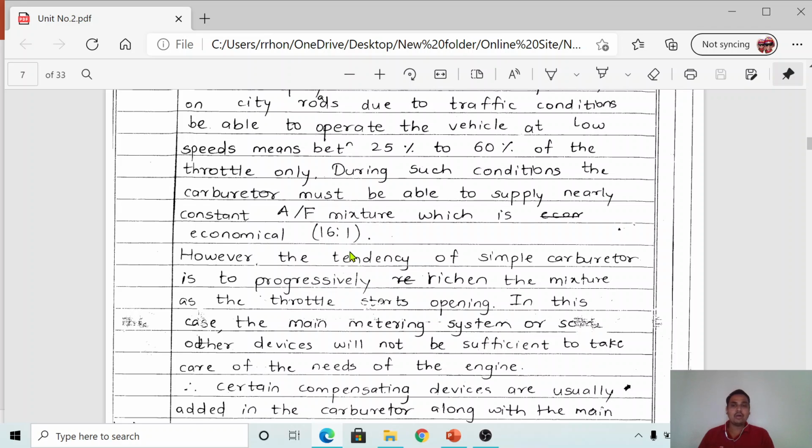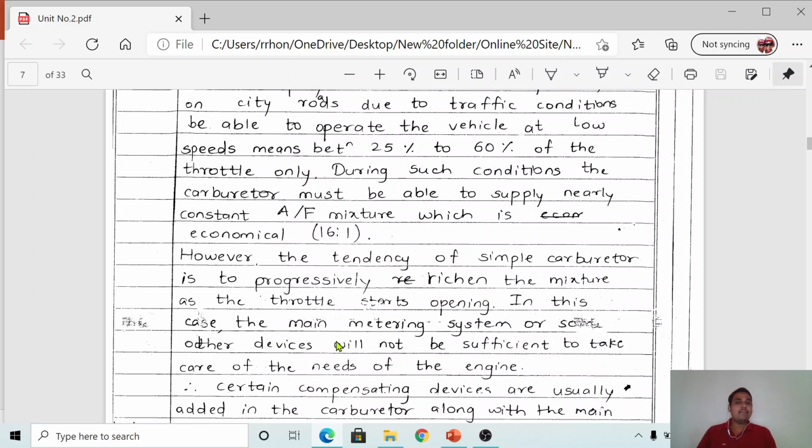Even though it can supply the mixture to the engine cylinder, no control over it is possible. So a simple carburetor has a tendency to supply a progressively richer mixture, many times richer than the required amount. Initially, as the throttle starts opening, the carburetor, because of this tendency, will supply the richer mixture.